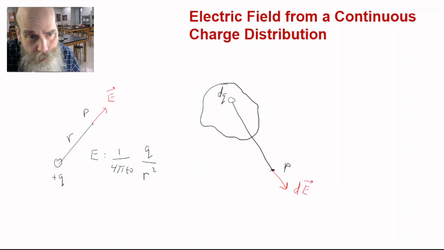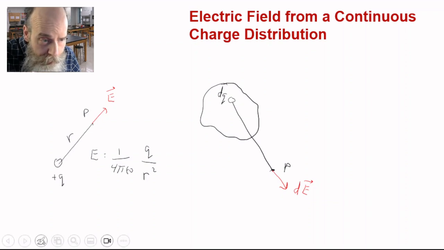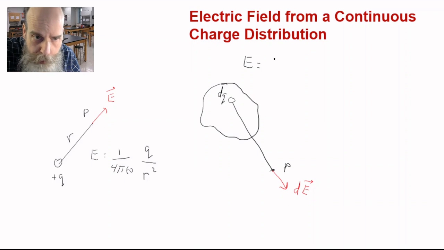And if we want the electric field from the entire charged object, we have to sum all the dq's. That summation is an integration. So we can write this: E equals, this is the magnitude of the charge, the integral of the dE. Well, we'll make it a vector. The integral of the dE.